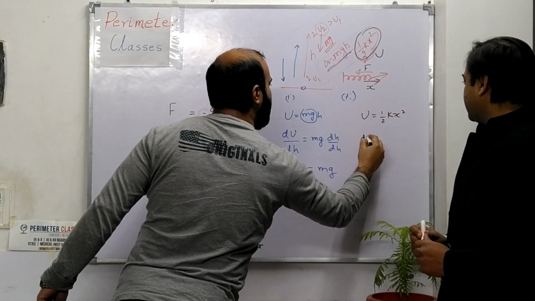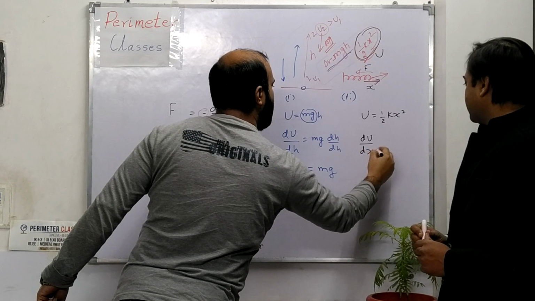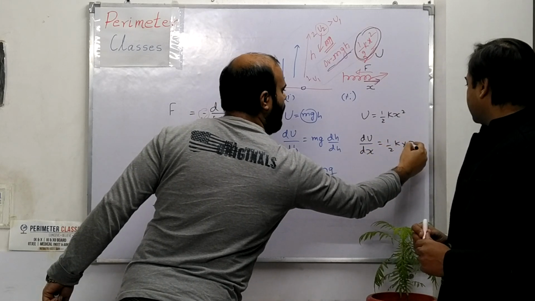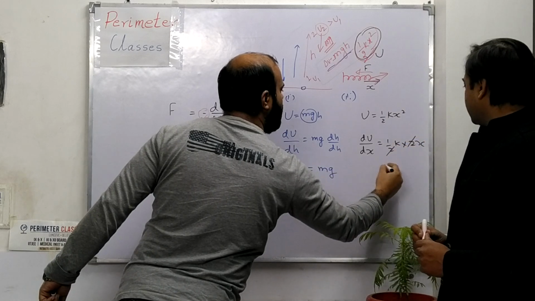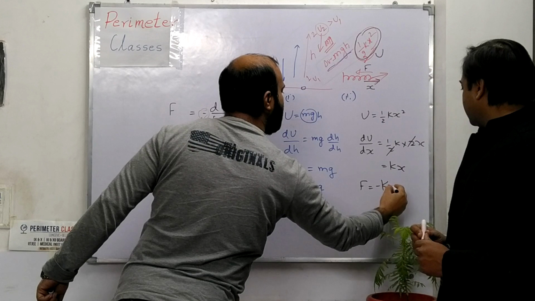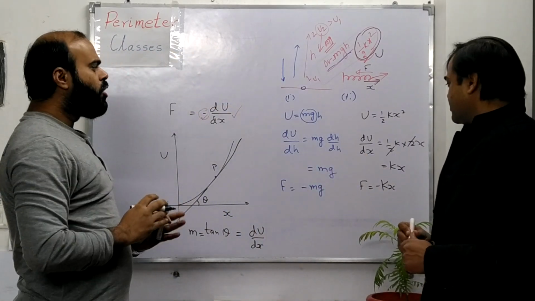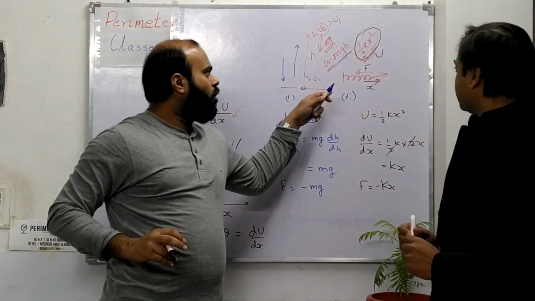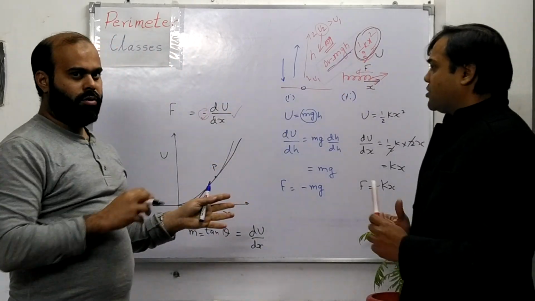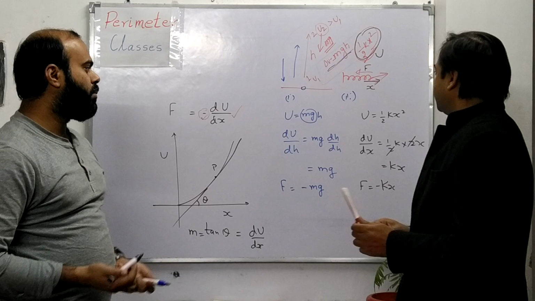Now when you differentiate here du by dx, it will simply become half k, and the differentiation of x square is 2x. So this will cancel, it will become kx. Now the force will become minus kx similarly. So basically here again the elongation is here, but the force is trying to bring it back to the normal position. Restore the normal position.